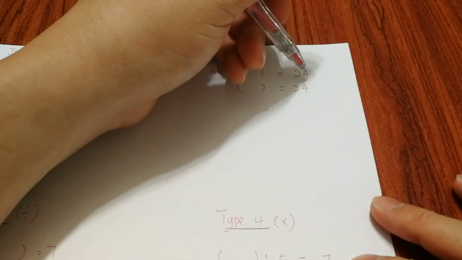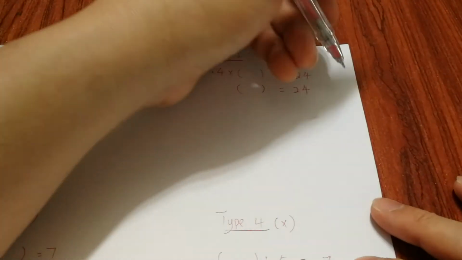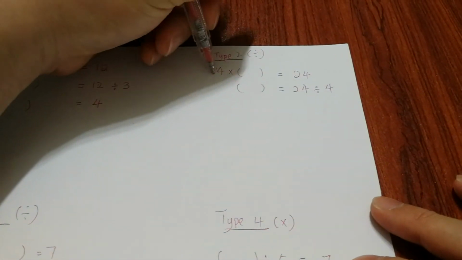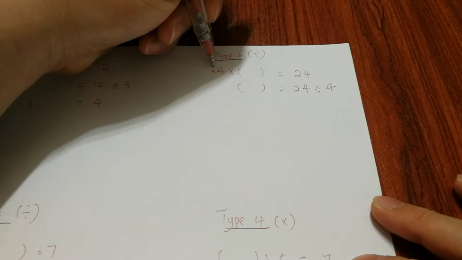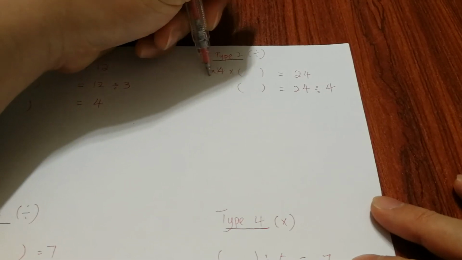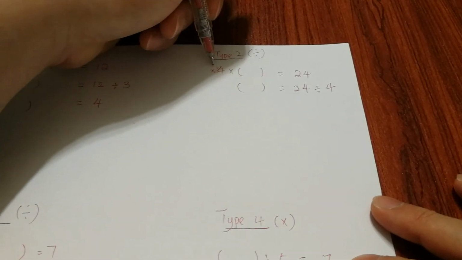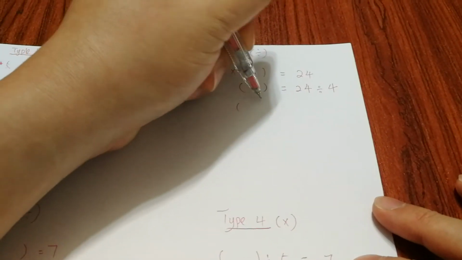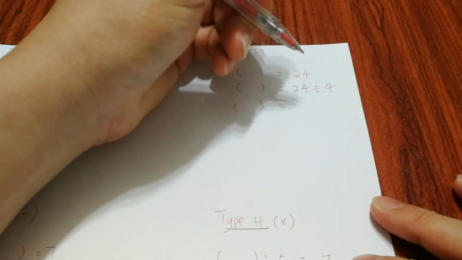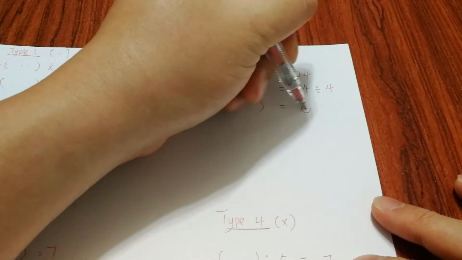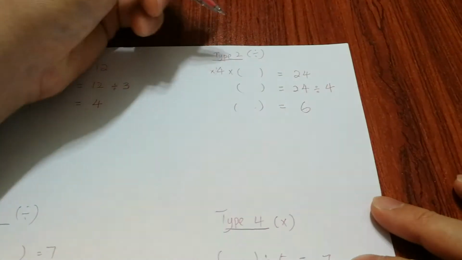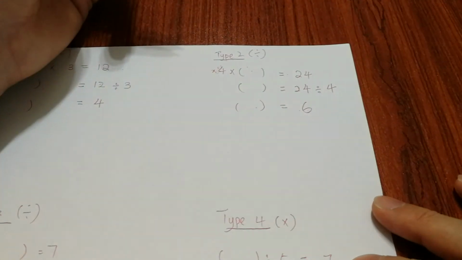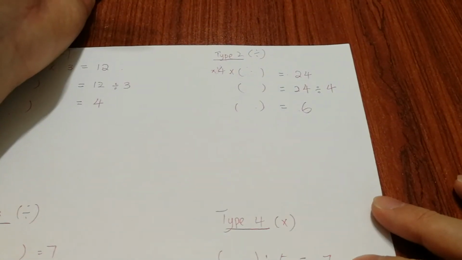When we bring it over to the other side, times will become divide 4. So imagine there's an invisible times in front of this 4. When we bring it to the other side, times will become divide. So question, 24 divided by 4, what do we get? 6. So bracket is actually 6. So imagine if you put this 6 into the bracket, 4 times 6, is it 24? Do you see that? Understand?